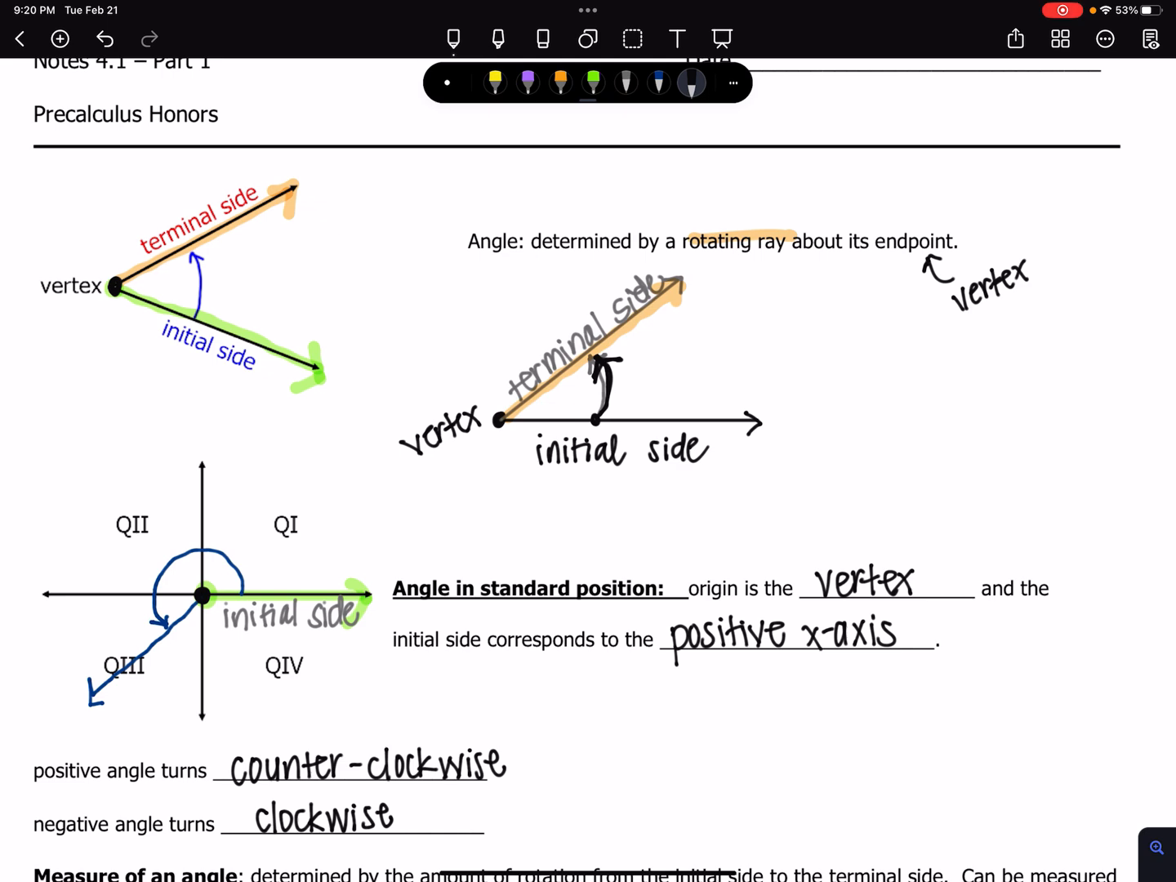For instance, if I have an angle that's in quadrant 1, and I start at the initial side and I end at the terminal side, that would be a counterclockwise turn, and that would be positive 45 degrees, about.